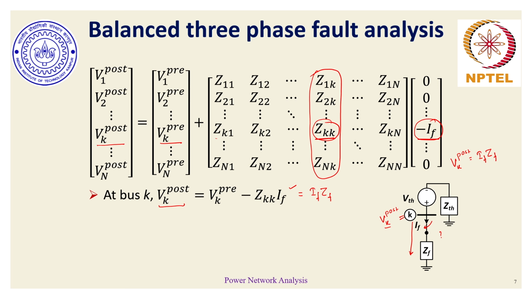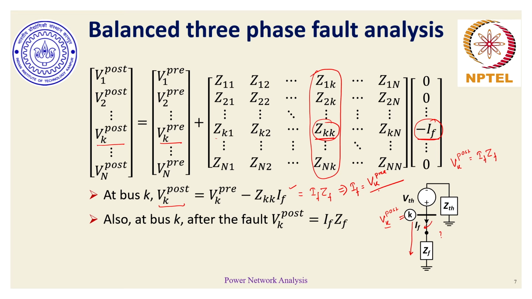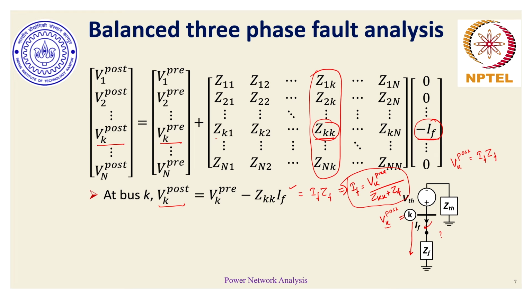And from this equation, if we compare, IF should be equal to Vk pre divided by Zkk plus Zf. That is one equation that we get, because after the fault has occurred, the post-fault voltage by KVL should be IF ZF, and by Thevenin's theorem it should be pre-fault voltage plus the change in voltage that might have occurred. If we compare the IF current with respect to KVL shown over here, then IF is also equal to VTH by ZTH plus ZF. Now compare these two equations that we get.